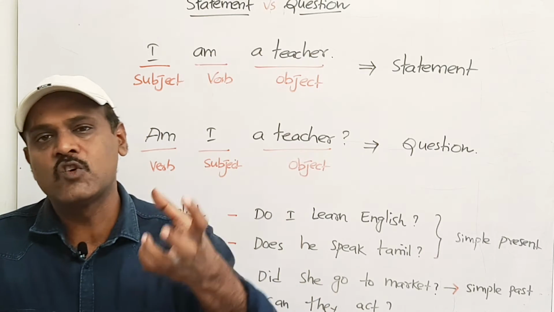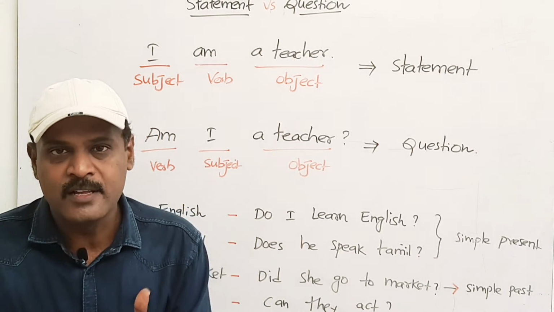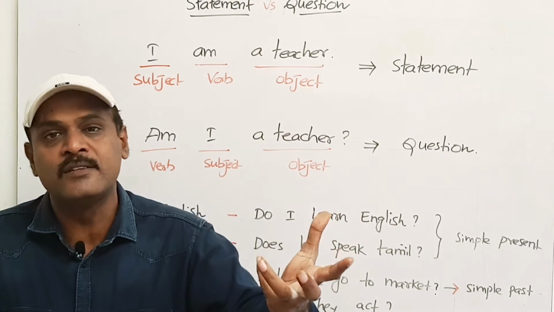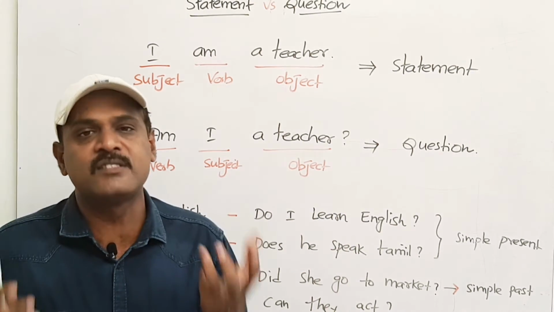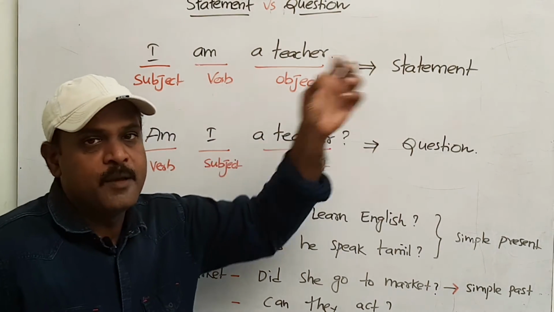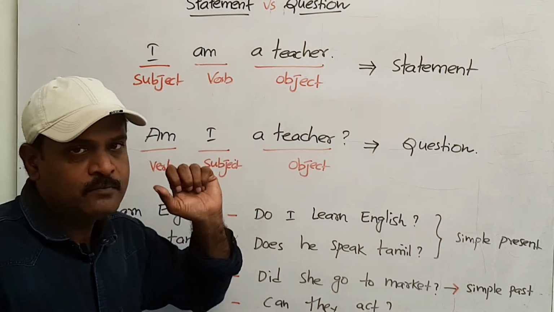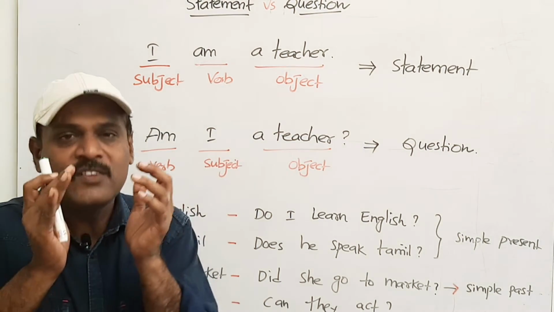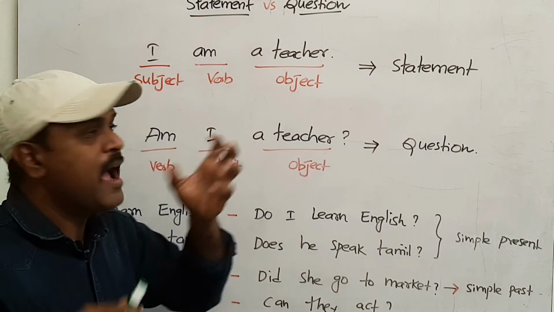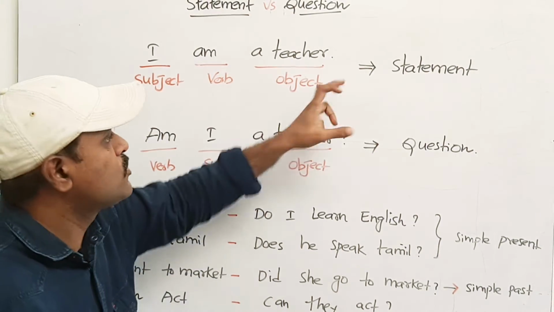Statement versus question. The basic difference between statement and question is the placement of words. The placement of words makes a lot of difference in knowing whether it is a question or a statement. Example, I am a teacher. This is a statement because it ends with a full stop and it explains about the subject I. In the statement, first you have the subject, that is I, and then the verb am, and then the object or remaining part of the sentence. I am a teacher. So that is the statement.